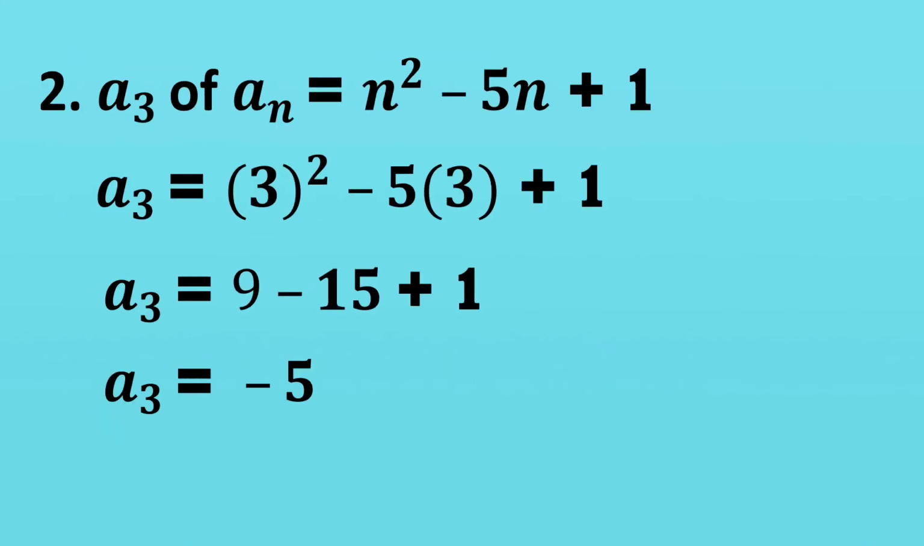Number 2. A sub 3 of a sub n equals n square minus 5n plus 1. So we will change n by 3. A sub 3 is equal to 3 square minus 5 times 3 plus 1. A sub 3 is equal to 9 minus 15 plus 1. The answer here is a sub 3 equals negative 5.